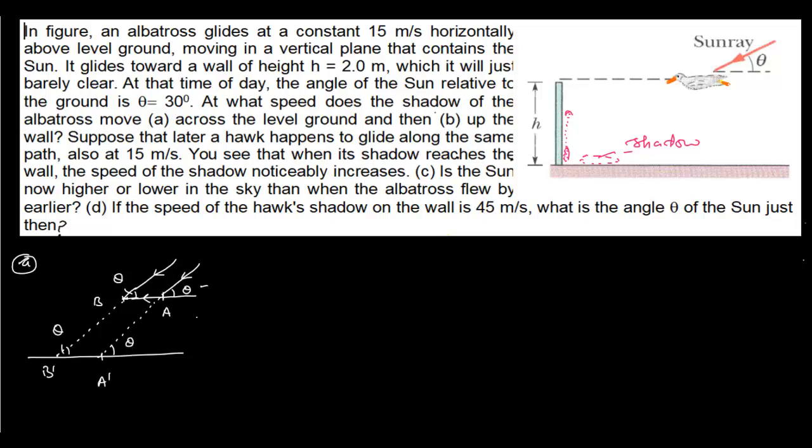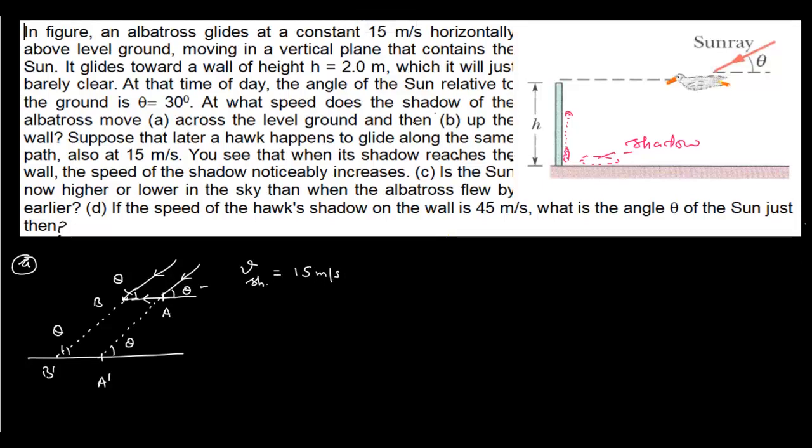So the time taken by the bird in moving from A to B is equal to the time taken by the shadow in moving from A dash to B dash. So the answer to the first part is: the speed of the shadow on the horizontal ground is 15 meters per second.